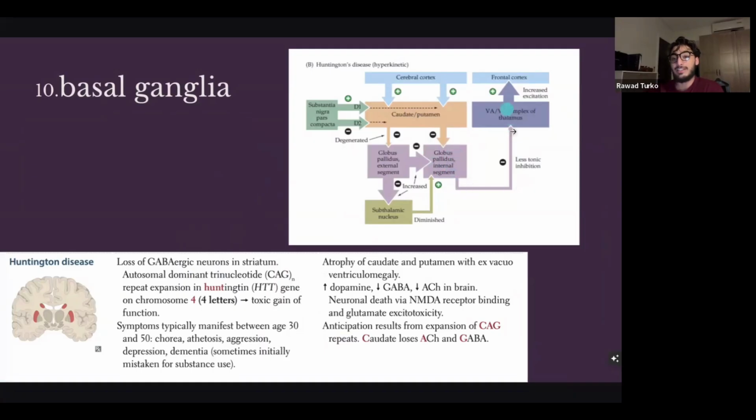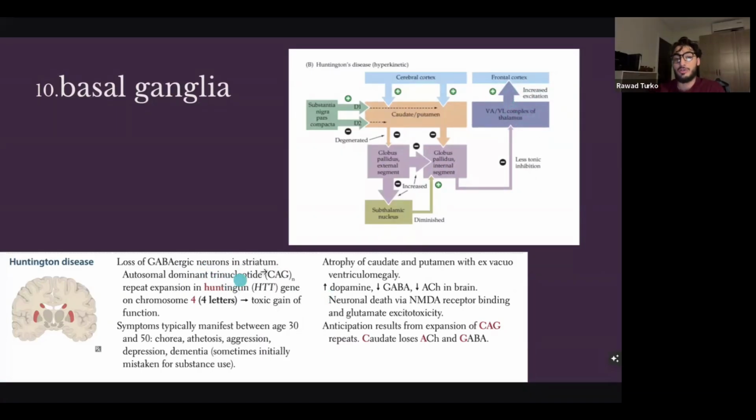It's going to inhibit the VA and VL complex of the thalamus. So if we have inhibition or degeneration of these neurons, this is going to be hyperactive, and we're going to get chorea, or a lot of these unwanted movements, because of overt activation of the VA and VL complex of the thalamus.